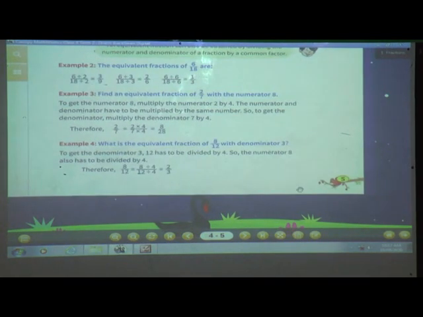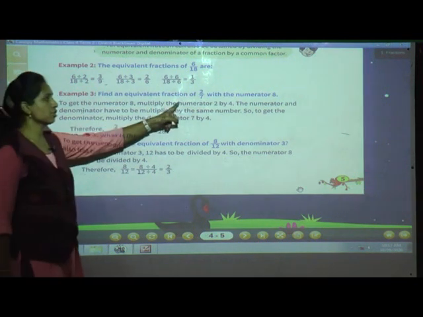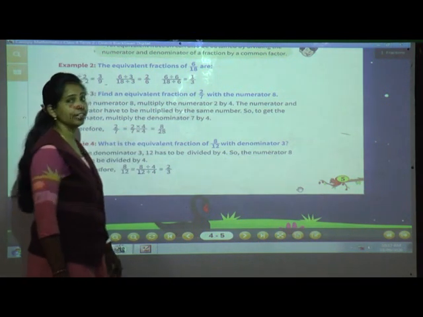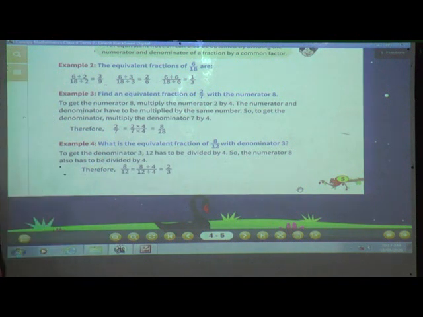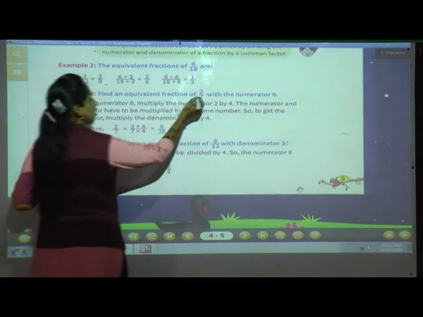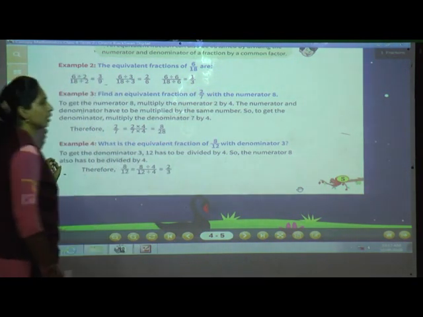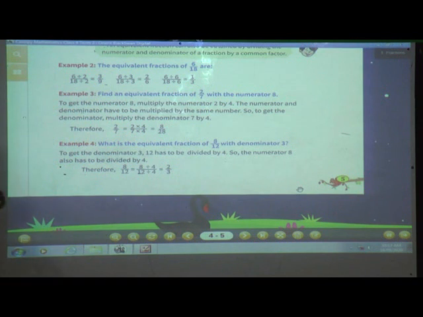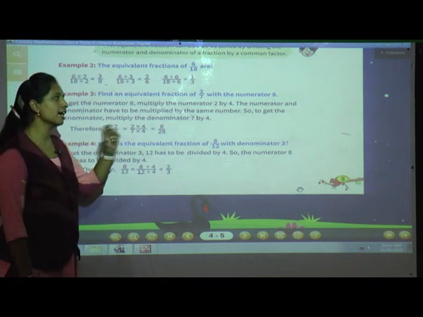See, what is the third example? Find the equivalent fractions of 2 by 7 with the numerator 8. They had given specifically 8. To get the numerator 8, what do we have to do, students? See here, 2 is there. So we need to multiply by 4 to get the numerator 8, because 2 4s are 8.